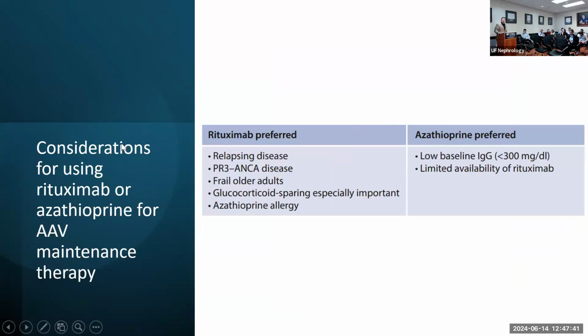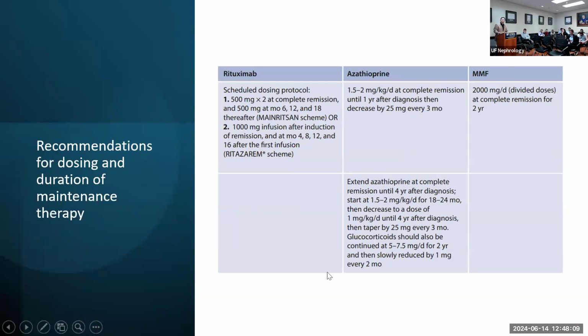Considering rituximab or the other option for maintenance depends on the patient. If the patient has relapsing disease, pediatric disease, or is a premenopausal adult, and glucocorticoid sparing is especially important, rituximab is preferred. Azathioprine is preferred if you cannot get rituximab, or if the patient has low IgG of less than 300, because one of the side effects we know is that it can decrease immunoglobulin levels. These are the recommended doses.